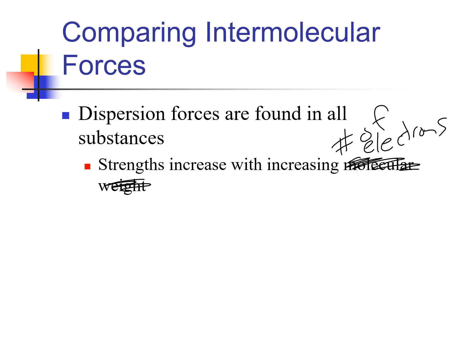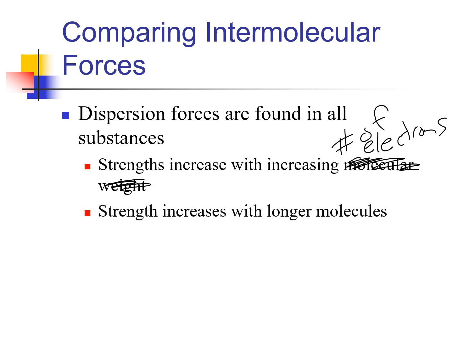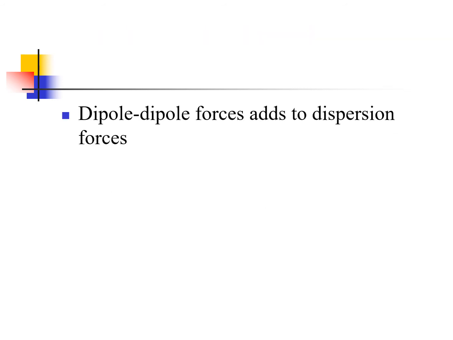So more electrons, more dispersion forces. Also, longer molecules tend to give greater dispersion forces. Basically, the more wiggle room there is, the more options there are for those tiny little dipoles to be created, and the bigger the dispersion forces can get. Then we get to dipole-dipole. Every molecule that has dipole-dipole has to be polar. Every polar molecule still experiences dispersion forces, but dipole-dipole gets added on top of that.